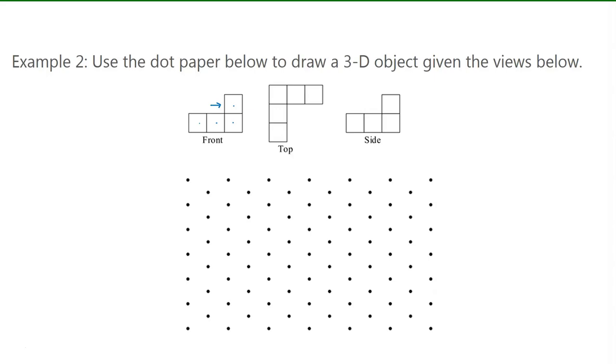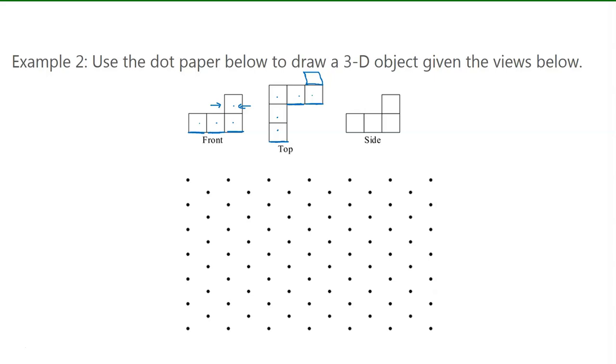Looking down from the top, we have 1, 2, 3, 4, 5 blocks. Now looking at it from the front, this will correspond with this. This block will correspond with this block. This will correspond with this. And then we have 1 block on top. So you can picture another block on top of that. So in total there'll be 6 blocks.